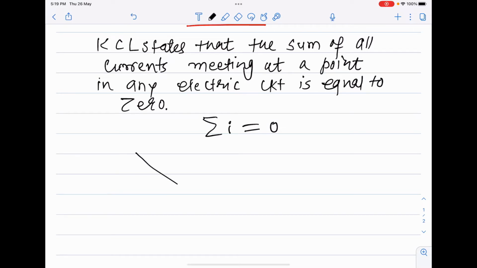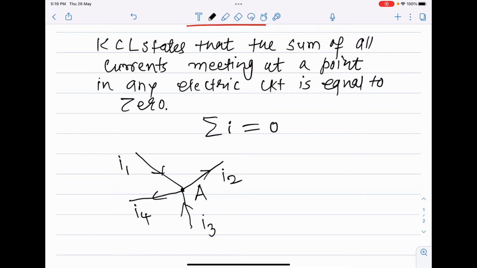So for example, if we have any point in the electric circuit, and suppose there are 4 currents meeting at a point A in the electric circuit. Suppose this is current I1, this is current I2, this is current I3, and this is current I4. Then according to the KCL law, we will find that the summation of all the currents is equal to 0. That is, the sum of incoming currents is equal to the sum of outgoing currents.